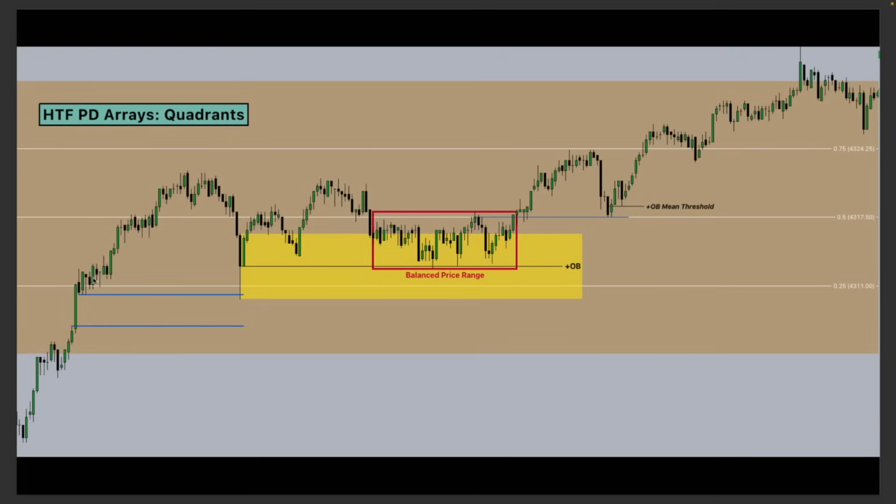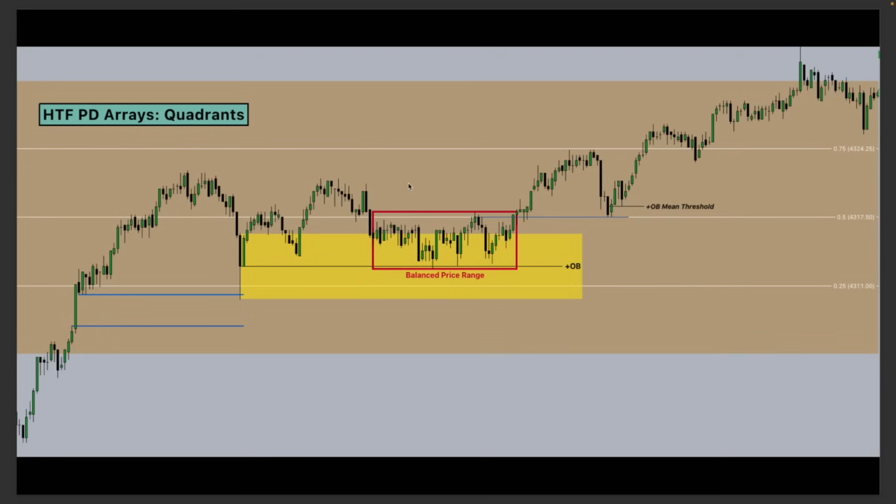Closure above the 25% level, the first quadrant of the daily fair value gap. What is this retracement doing? It's just coming back to this fair value gap for an institutional order flow entry drill. Do the bodies close back below this 25% level? No, the bodies tell the story. Once we get above that, that's the change in state of delivery, okay?